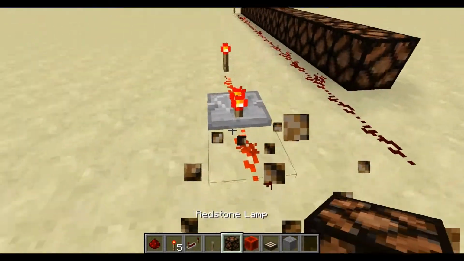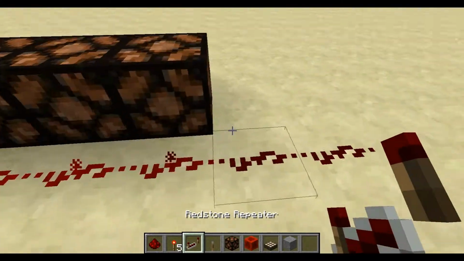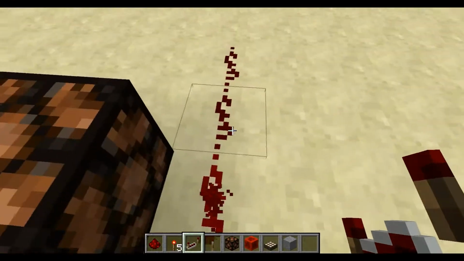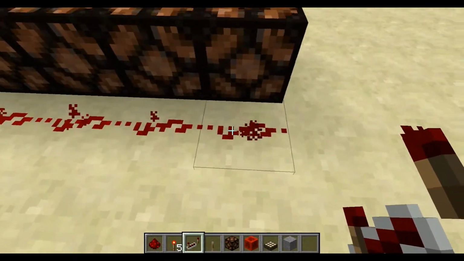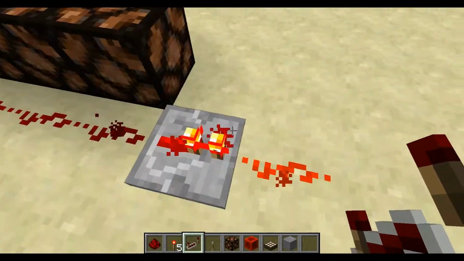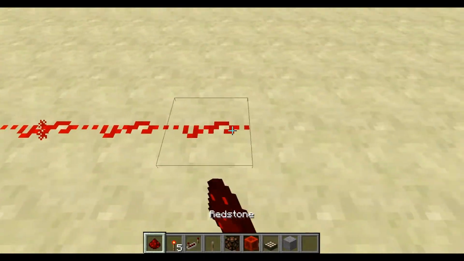But the good thing about the redstone repeaters is that if you put it connected to a redstone signal like this, and I just took off one of the unpowered ones, so you can put it right up to one that it's about to die on, and then place it there, and it'll repower it as if this was another redstone torch. So then it'll go another 15 blocks out.